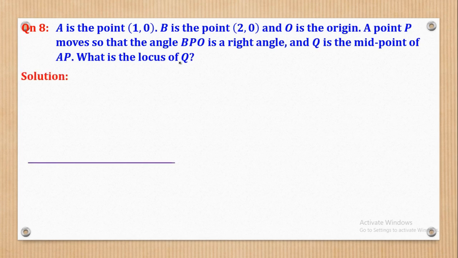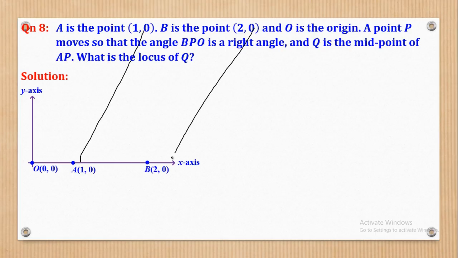So still we shall need an illustration, so we shall draw the x and y axes. Then we shall locate this point (1, 0), which is there. Then locate this point (2, 0), which is there. Then locate the variable point, which is P, (capital X, capital Y).